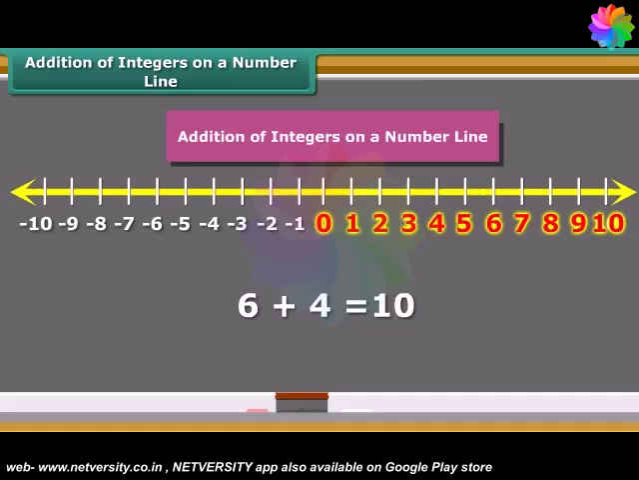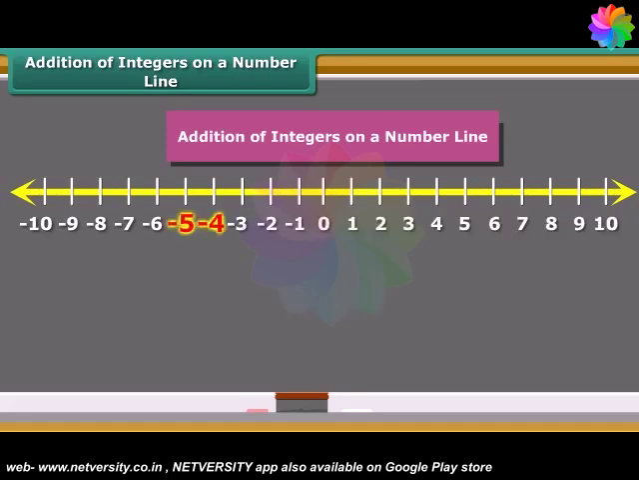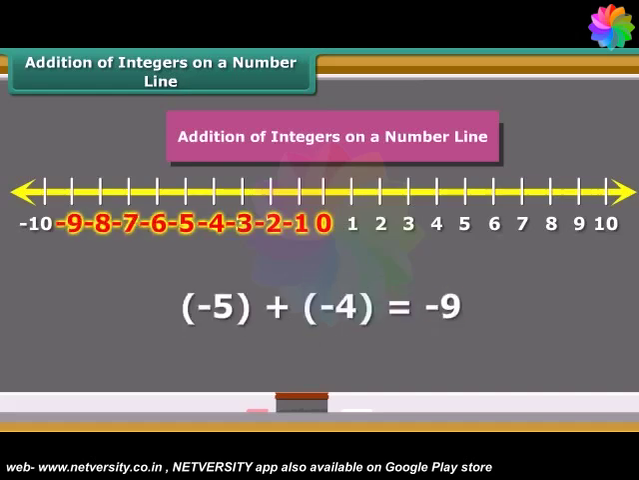Let us add two negative numbers, -5 and -4, on the number line. In this case, first we move 5 steps to the left of 0, reaching -5. And then we move 4 steps to the left of -5 and reach -9. So we see when we add two positive integers, their sum is a positive integer. When we add two negative integers, their sum is a negative integer.